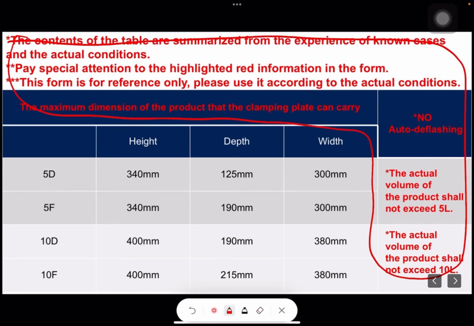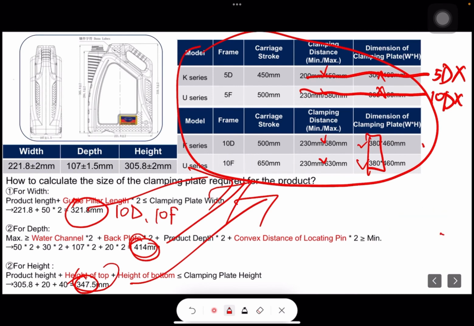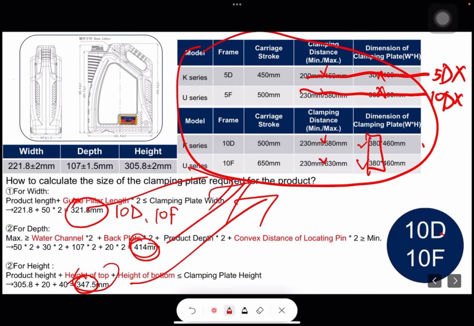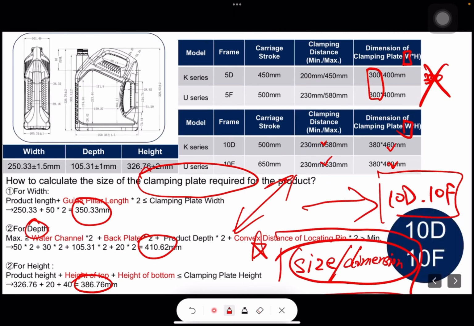And okay, there's one thing I need to tell you. So as you can see, even though they are all 5-liter products, right? It doesn't mean they can all be made by a 5-liter frame. As you can see here, they cannot all be made by the 5-liter frame, such as 5D and 5F. And here's one more lesson: be extremely careful when you are only given few details of products. Don't make a conclusion too quickly.